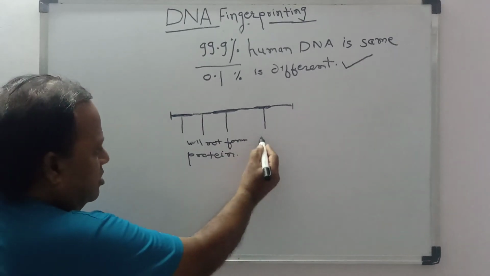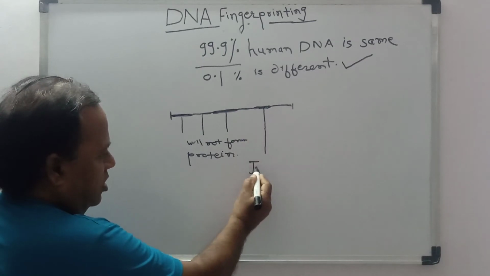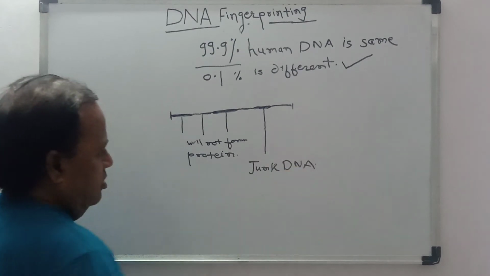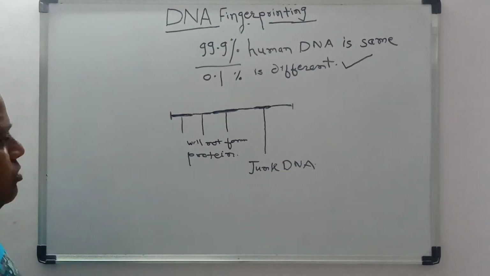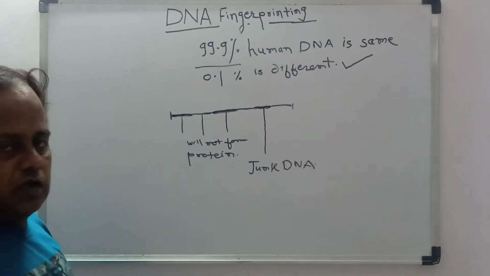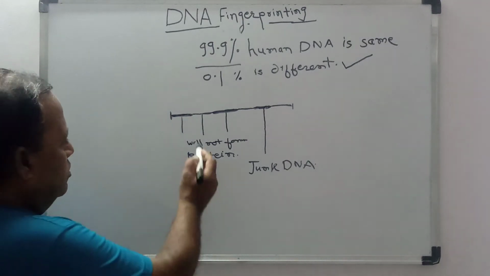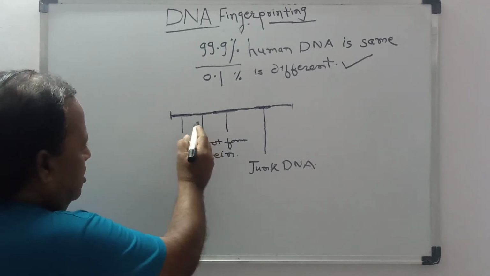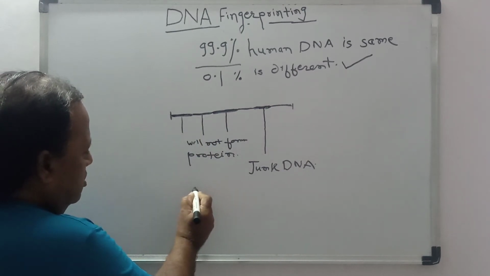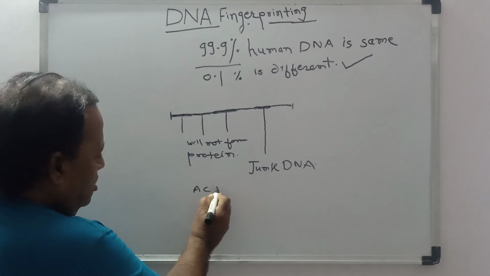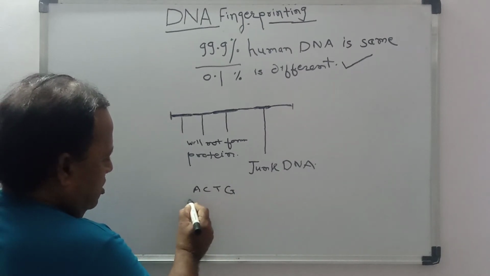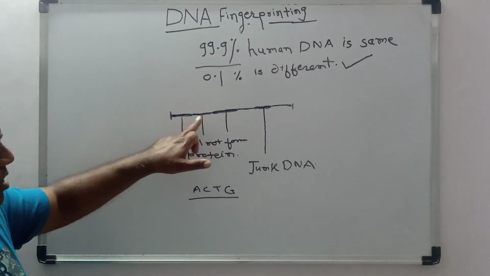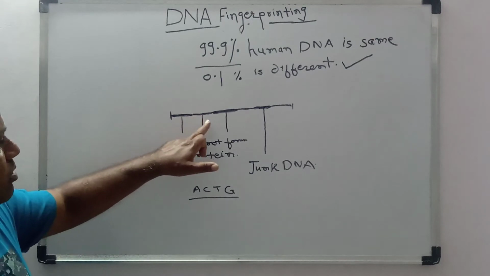This portion will not form protein, or it is also called junk DNA. This is the junk DNA which is useful for DNA fingerprinting. So in this junk DNA, what you will find is a sequence, suppose A, C, T, G. This sequence will repeat here several times, suppose 5 times.